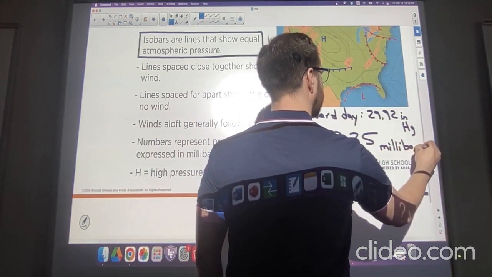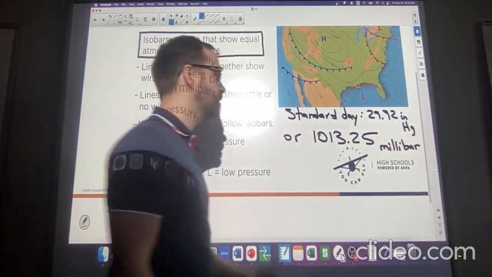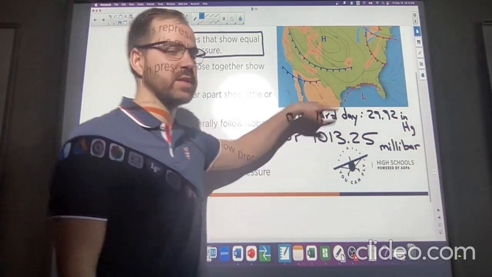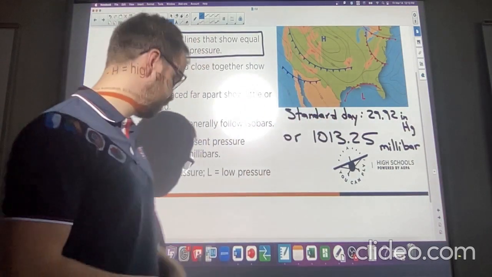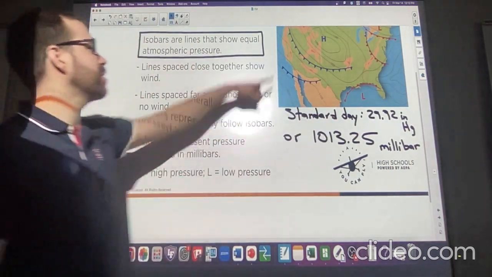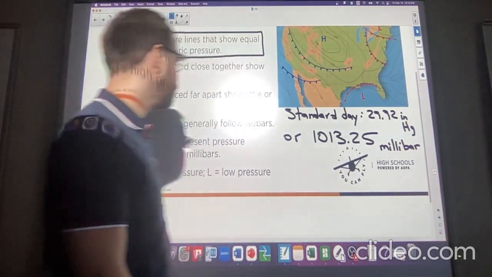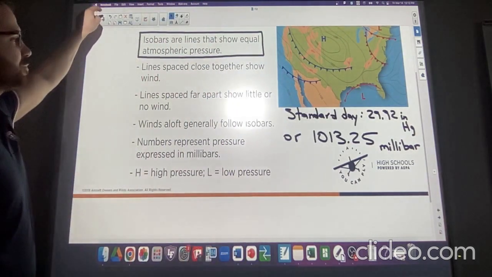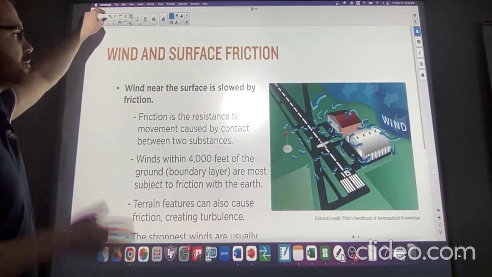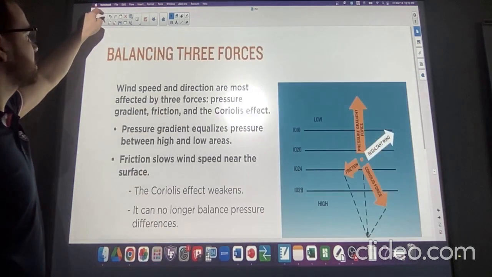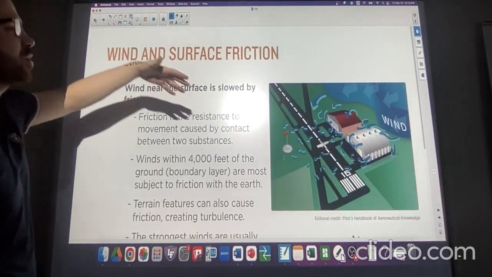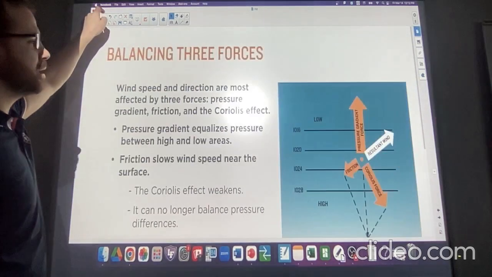Sometimes if you hear about a standard day and they say millibar, don't be surprised if it's in the thousands rather than just 29, which is why all these numbers are in the thousands. They're measuring it on the metric system. I think that's about it. We're not going to do anything with surface friction. There is more friction with wind on the surface, so winds go slower there.